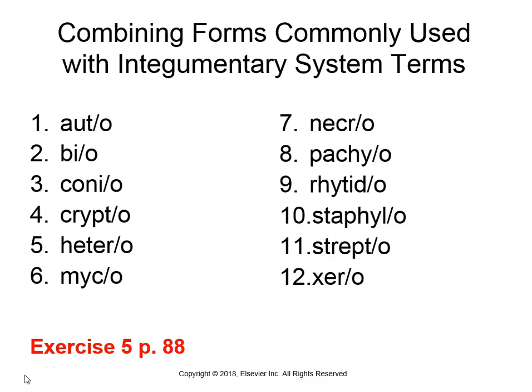Crypto, if you think about something being cryptic, it's hidden. So we're going to find instances of things hidden. Hetero, like heterozygous, means different. If we're thinking back to biology once upon a time. Or other. Myco means fungus.